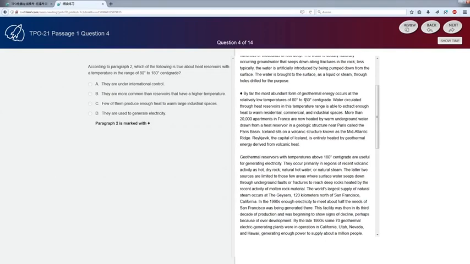So let's see. They are under international control. Nothing has been stated like this in this sentence. They are common in reservoirs that have a higher temperature. It says about being abundant, yeah, let's see. Few of them produce enough heat to warm large industrial spaces. Doesn't really state anything like that. No. They're used to generate electricity.